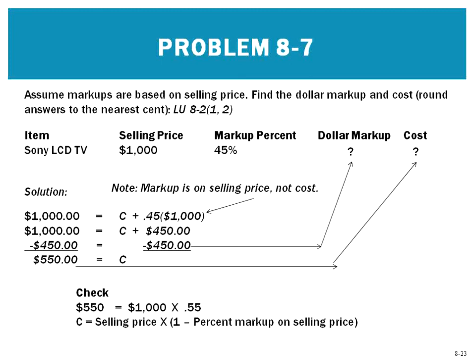All right, and this is the last one. Assume markups are based on selling price. So our base is selling price. Find the dollar markup and the cost and round to the nearest cent. All right. So our selling price is 1,000, which is our base, and our percent markup is 45. Right. So we have our base and we have our rate. 45% is 0.45. So our base times our rate, which is 450, right? Because 0.45 times 1,000 is 450, and that is now our portion.